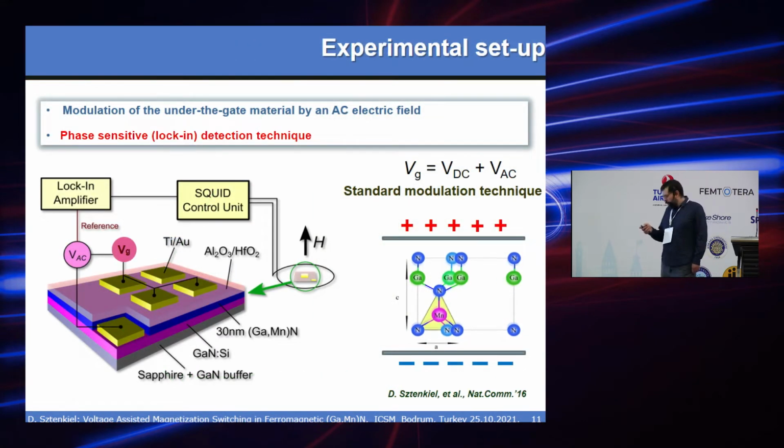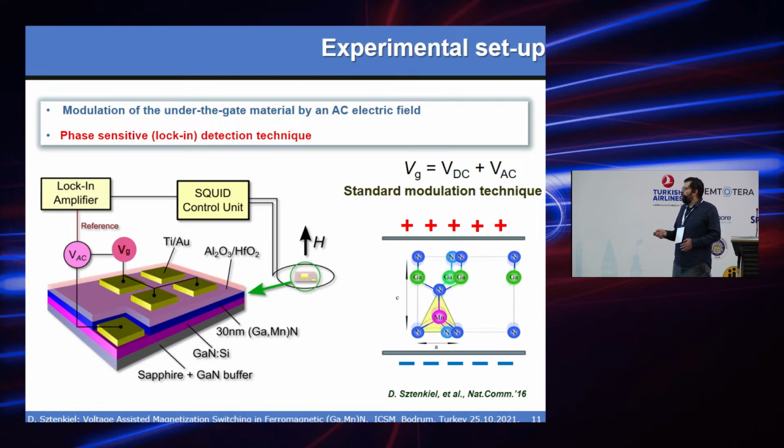And the experimental setup. We use a standard modulation technique, that is, we apply both DC and AC electric voltage. Usually a much larger DC voltage is used to change the anisotropy, and smaller AC electric fields to detect our magnetoelectric signal. The sample is placed in a SQUID magnetometer.